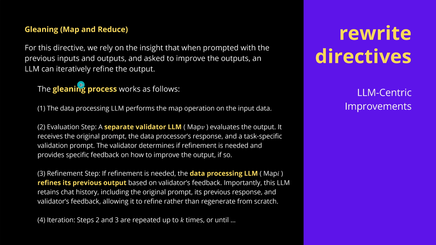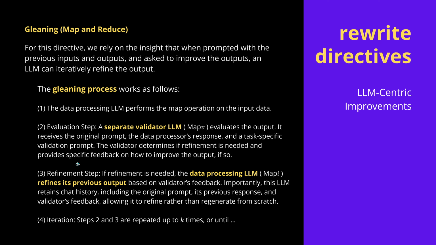I told you this. The process works as follows. The data processing LLM performs the map operation on the input data. Then we have the evaluation step, and we have a separate validator LLM. It evaluates the first output of our data processing LLM. So it receives the original prompt, the data processor LLM's response, and a task-specific validation prompt. And the validator LLM now determines if a refinement is needed, or it provides some specific feedback on how to improve the output if it is necessary. So we have our second LLM evaluating this with a little bit more information.